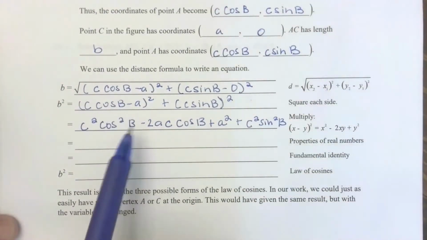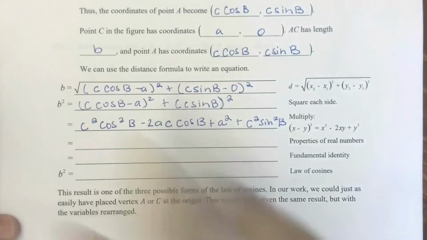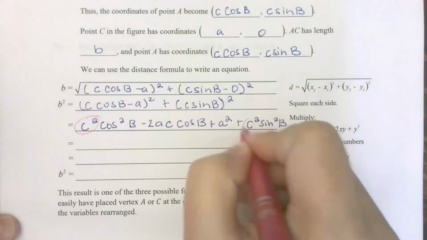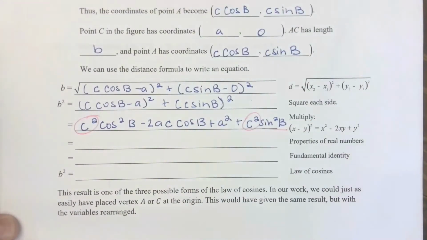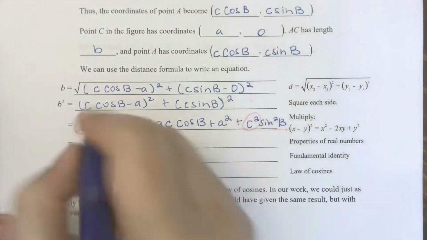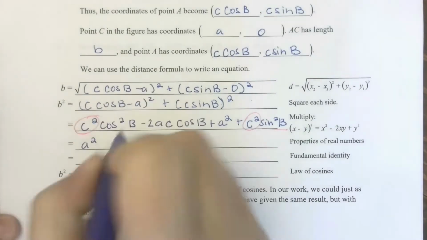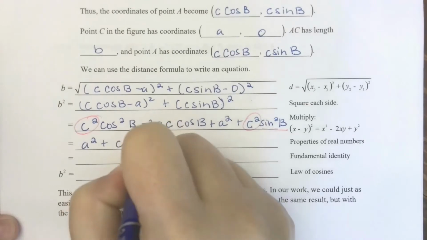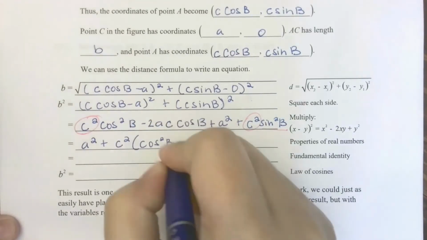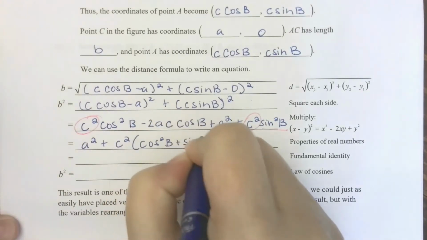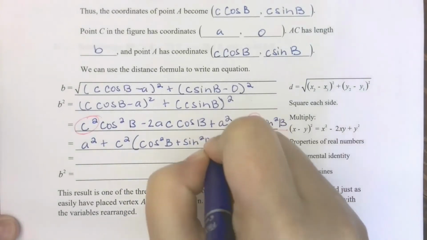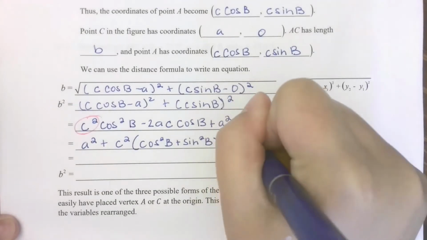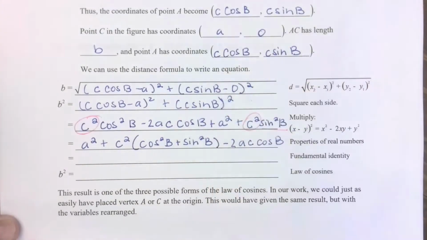Alright, so I can rewrite this. Notice here I have c squared times cosine squared b and c squared times sine squared b. So I'm going to bring the a squared out front, and then c squared times the cosine squared b here, plus the sine squared b from there. And then I'm just going to bring this extra bit down of times 2ac cosine b.